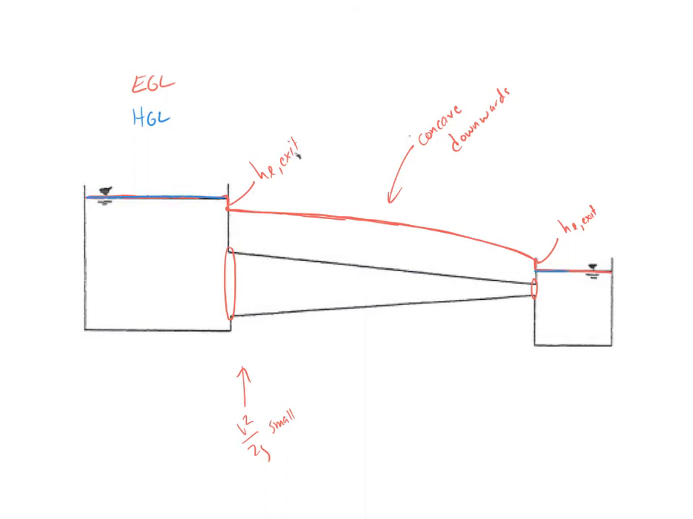We know we're going to be right here. But I want v squared on 2g. So we're going to be below the EGL by v squared on 2g. So where is v squared on 2g the largest? Well, v squared on 2g is the largest over here. It is the smallest over here.